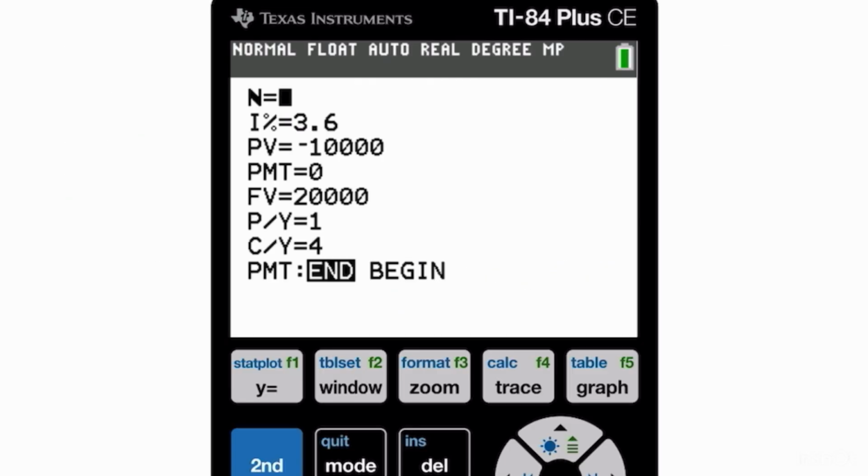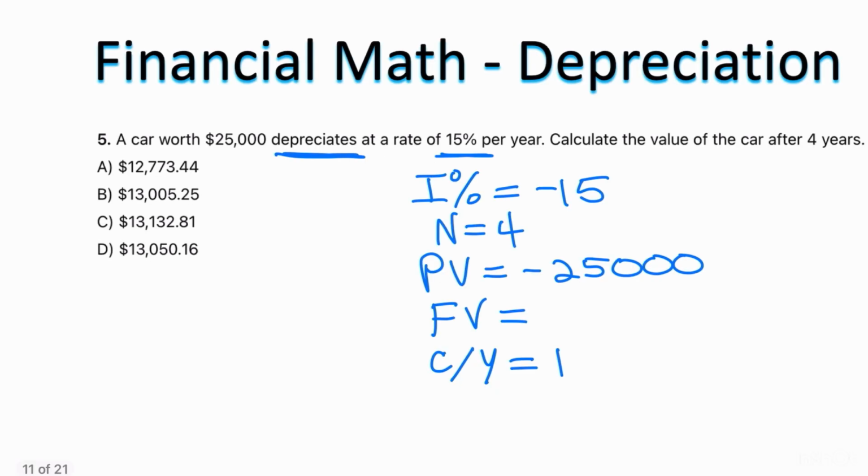So in the calculator for N, we're going to put 4. The interest rate is negative 15 because it's depreciating. Present value is negative $25,000. PMT is going to stay 0. Future value is what I'm looking for. And we said C per Y because it's depreciating per year is going to stay as 1. Go back to future value, alpha, enter. And the answer is $13,050.16 when you round. So the answer for number 5 is going to be D.